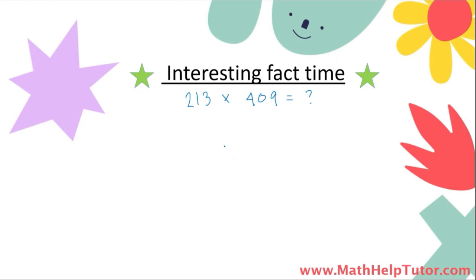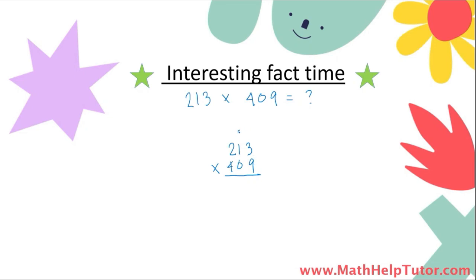So using the standard algorithm, that's 213 times 409. So again, we multiply each of the places to each of the places of the second number, but we start with the ones place. So 3 times 9 is 27.